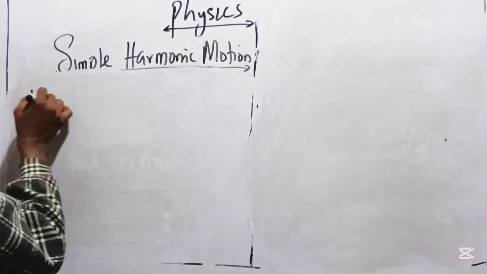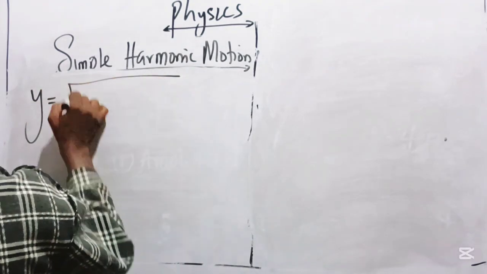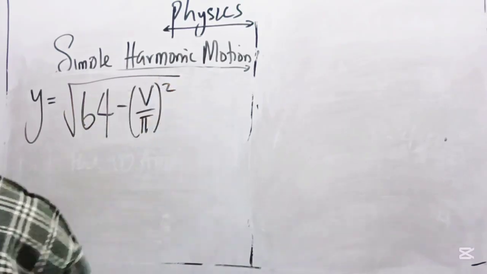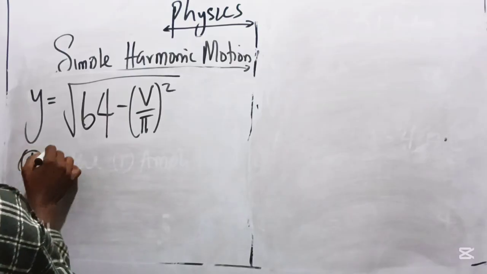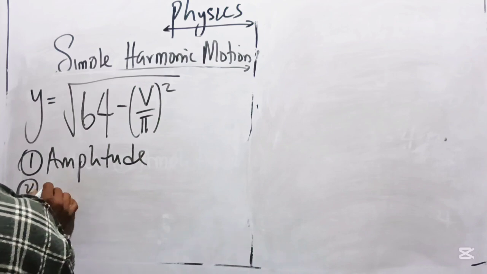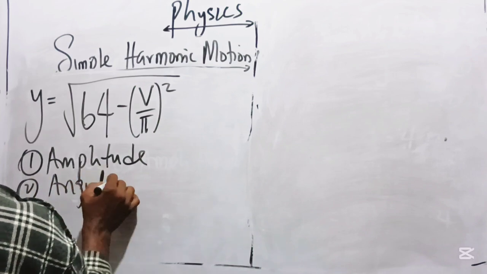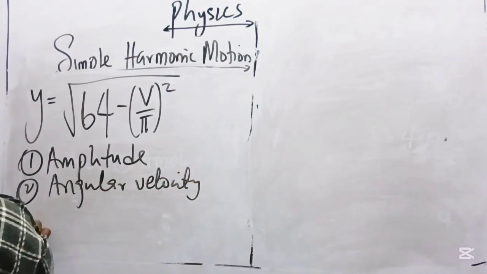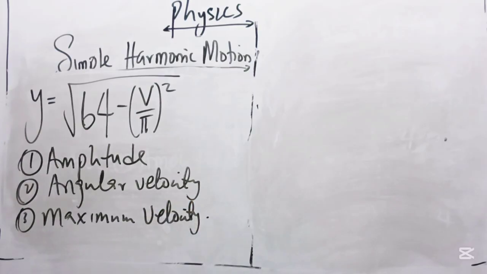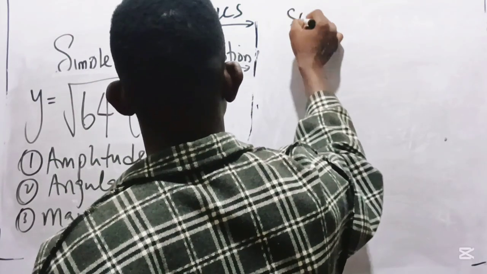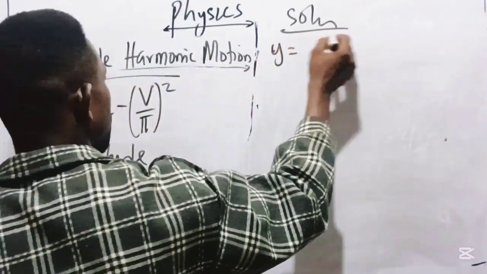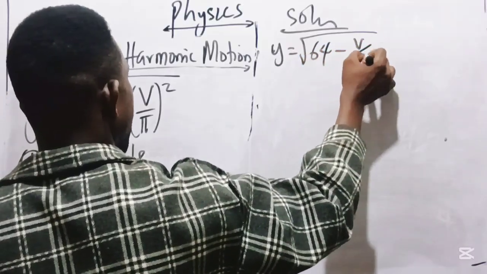Let's take another question. The displacement of a particle is equal to square root of 64 minus v over pi all squared. Now, if we are given this and the question says find the amplitude, the angular velocity, and the maximum velocity, what should we do? First of all, we say the solution. We have to make v the subject of the formula from this. So y is equal to square root of 64 minus v over pi all squared.